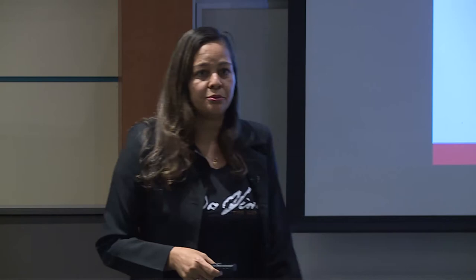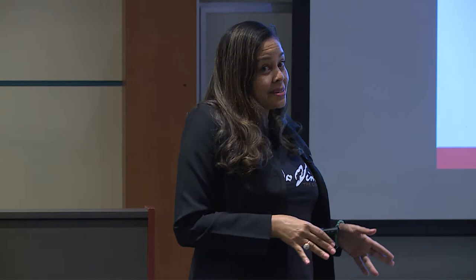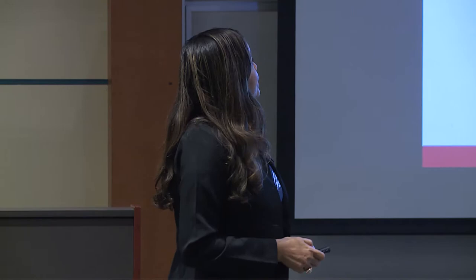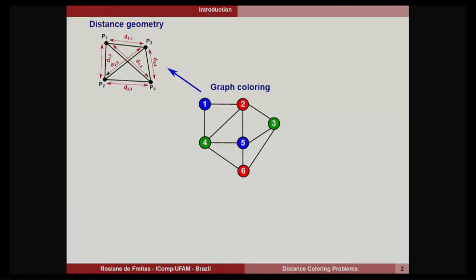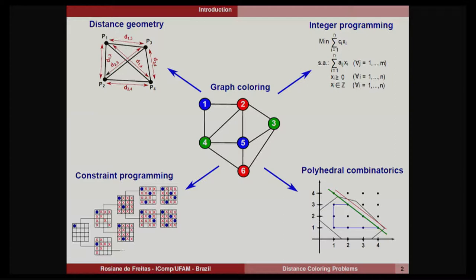And so, I will give an overview of our results. We have some results in pure graph theory. We proposed some new graph coloring problems with distance constraints based on distance geometry theory, and for these models, we proposed some integer programming formulations. I will present one of them. I will present also a constraint programming approach, briefly, and some results in polyhedral combinatorics based on the IP formulation that I will present.